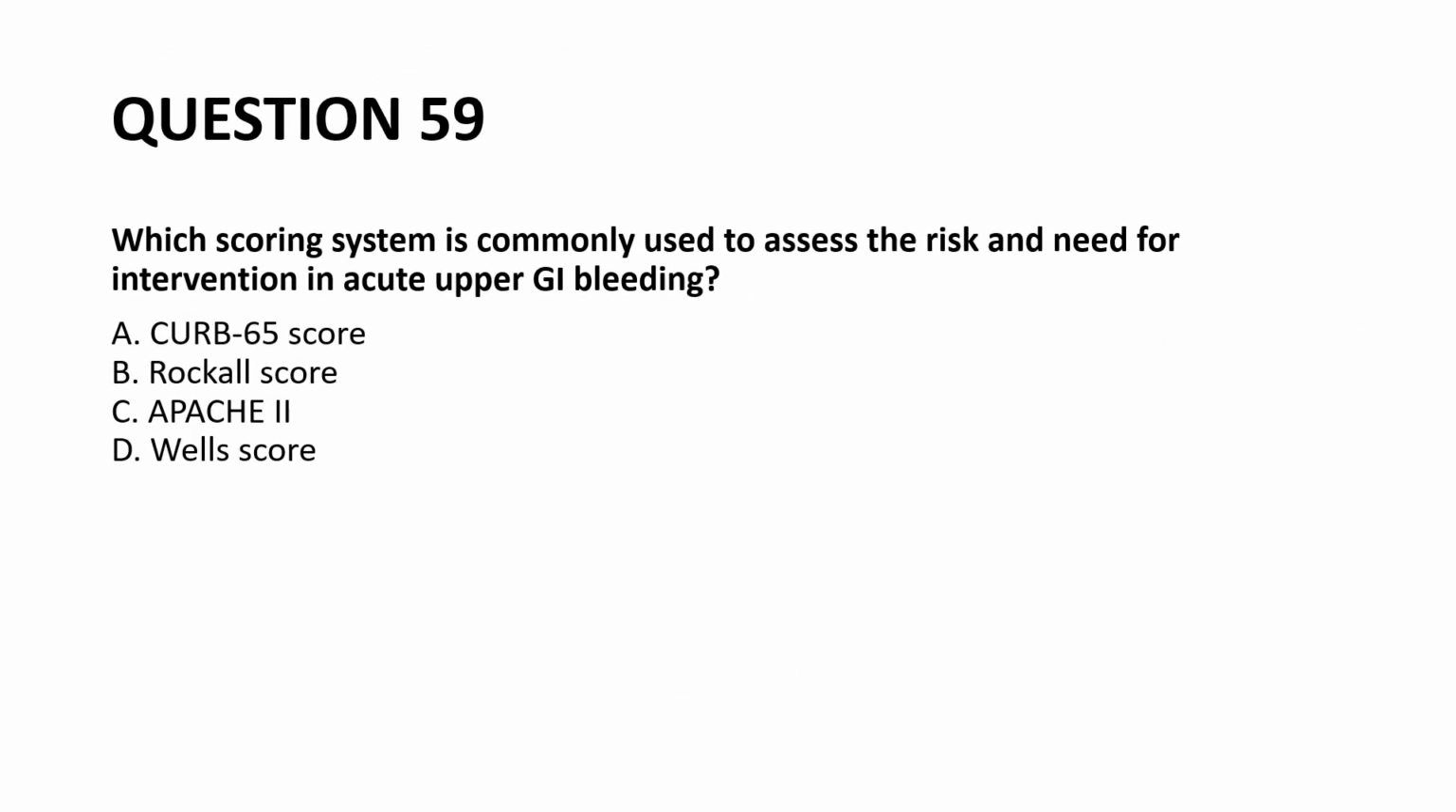Which scoring system is commonly used to assess the risk and need for intervention in acute upper gastrointestinal bleeding? CURB-65 score, Rockall score, Acute Physiology and Chronic Health Evaluation 2, Wells score. The correct option is Rockall score.